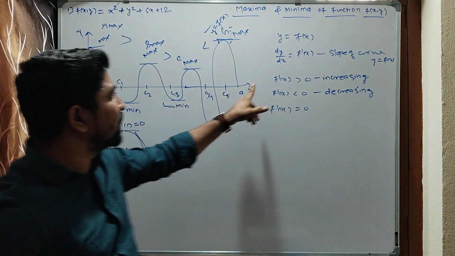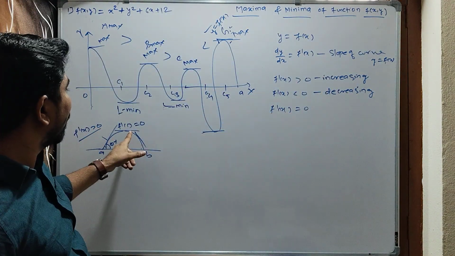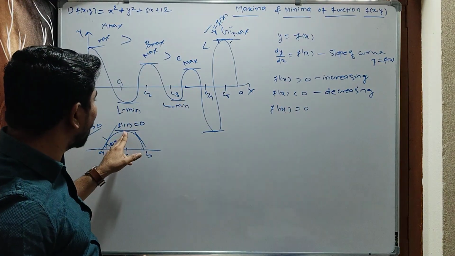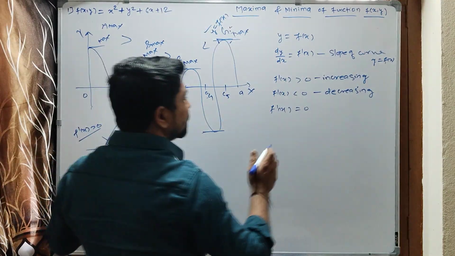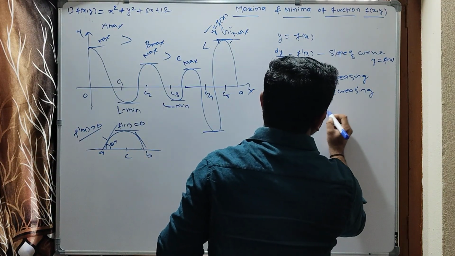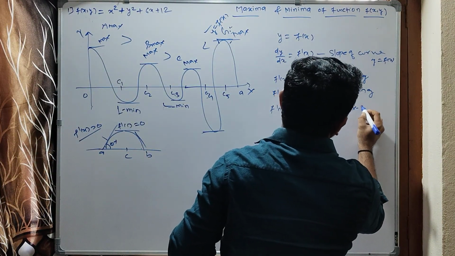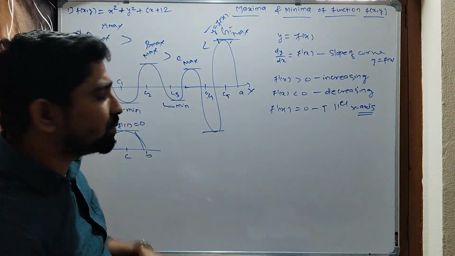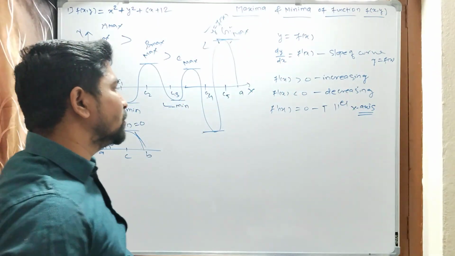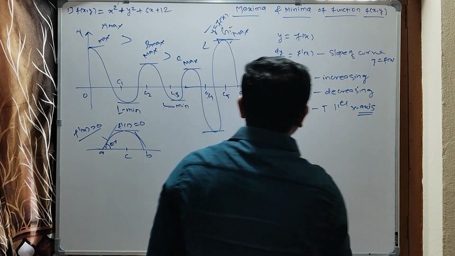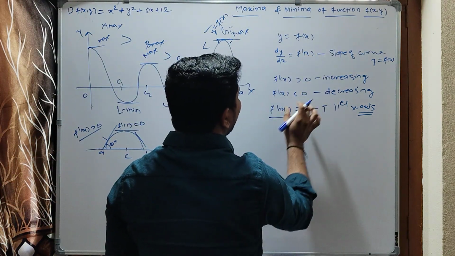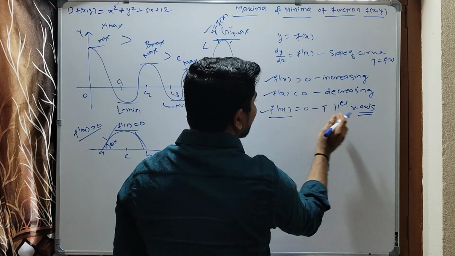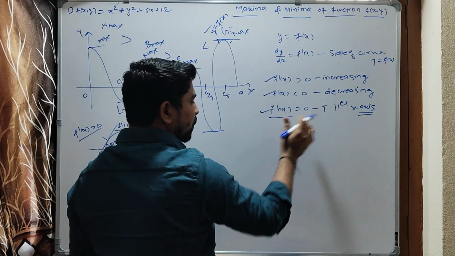So from here to here the function is increasing, f dash is positive. From here to here the function is decreasing, f dash is negative. And at this point the slope is 0, that is, the tangent is parallel to the x axis. So the tangent is horizontal, parallel to the x axis. So this is my f dash of x: greater than 0 means increasing, less than 0 means decreasing, and slope parallel to the x axis.